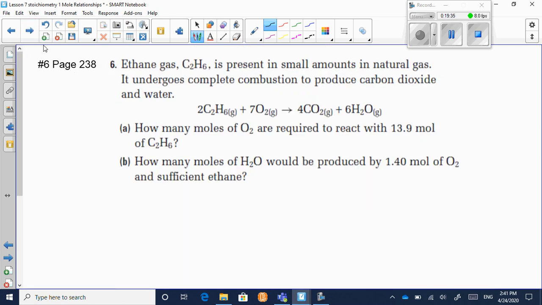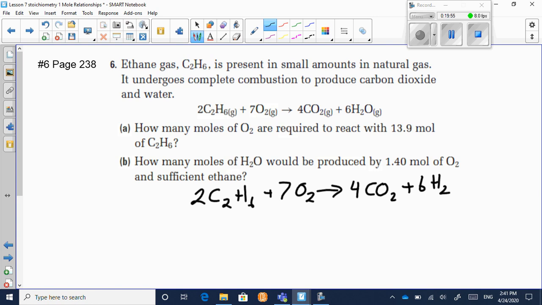Okay, number 6. Ethane gas is present in small amounts in natural gas. It undergoes complete combustion, and it gives me the equation. So I'm going to rewrite the equation. 2C2H6 plus 7O2 makes 4CO2 plus 6H2O. It says how many moles of O2, we're doing A, so I'm going to put a question mark under O2. How many moles of O2 are required to react with 13.9 moles of C2H6?